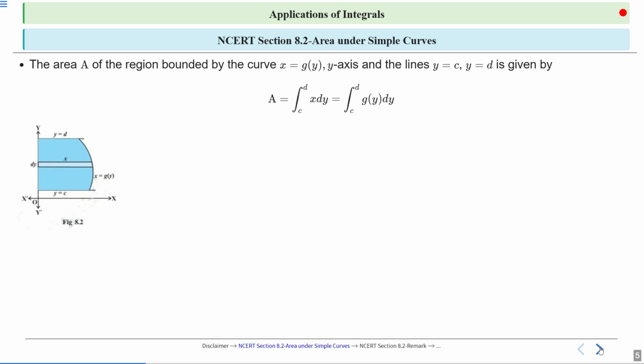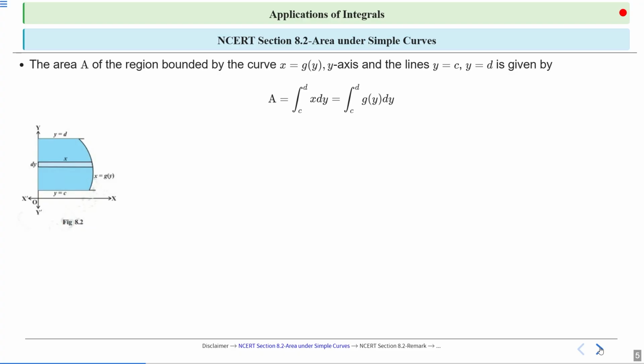What is x dy? As we can see, the elementary strip has length x and width dy. So the area of this elementary strip is x dy. When we integrate this elementary strip x dy from the limit c to d, we get the area of the entire region. And when we write x in the form of the variable y, in place of x we substitute g(y), so we get the definite integral from c to d of g(y) dy.